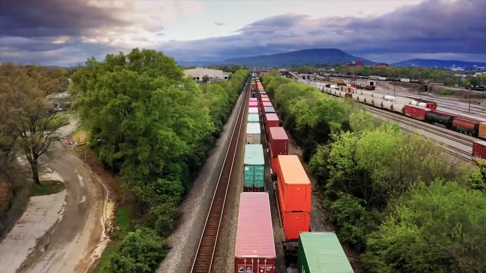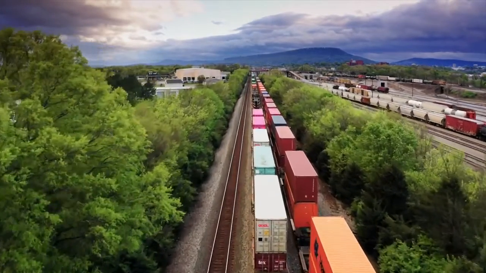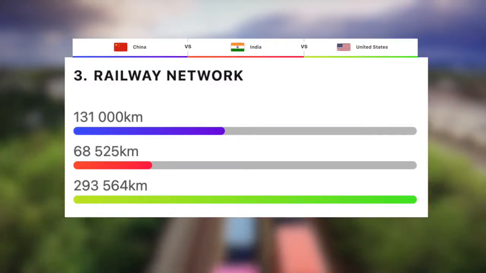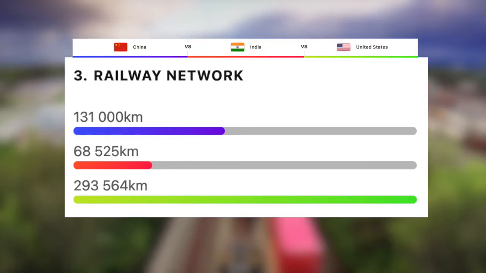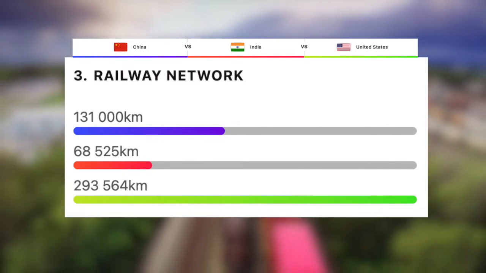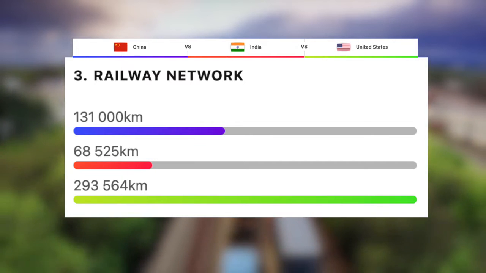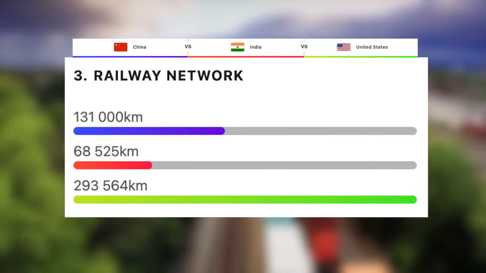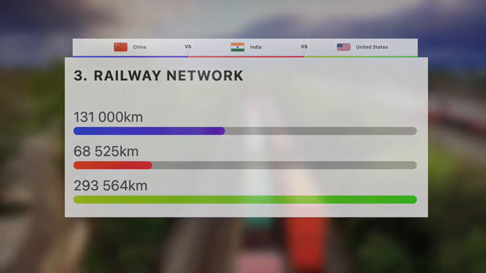The presence and number of airports is a good indicator to see how accessible and how good travel is in the country. And to finish off with infrastructure, let's look at railway networks. So, to no surprise, the US wins this one with nearly 294,000 square kilometers of railway networks, the most out of every country in the world. Next is China with 131,000, although this is increasing rapidly. And then India with nearly 69,000 kilometers squared.